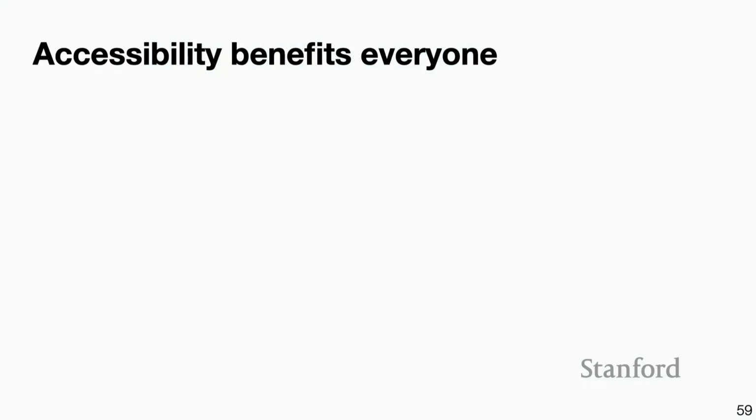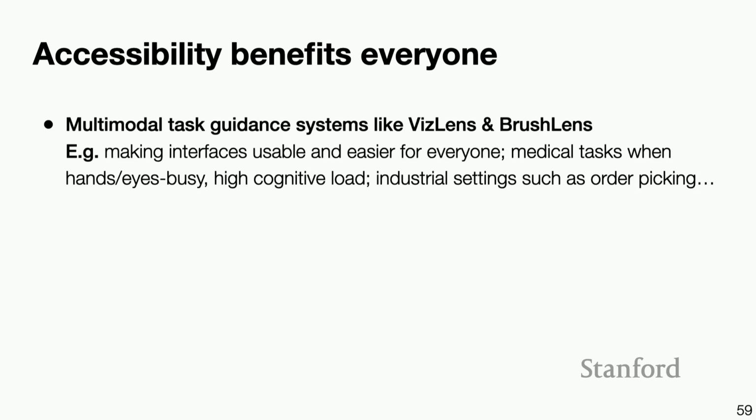So I just want to provide a few examples of how I think these approaches might be able to generalize beyond people who are blind and also people with disabilities. So for example, the multimodal task guidance systems like VisLens and BrushLens, as I showed you a couple of examples earlier, might be able to make interfaces more usable and easier to use for everyone. And my lab has been starting to work on projects related to task guidance in the medical domain. And there's a lot of commonality there, as the users, the surgeons or medical professionals, are often hands busy, eyes busy, and under very high cognitive load.